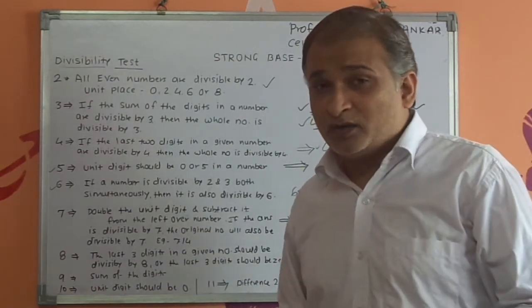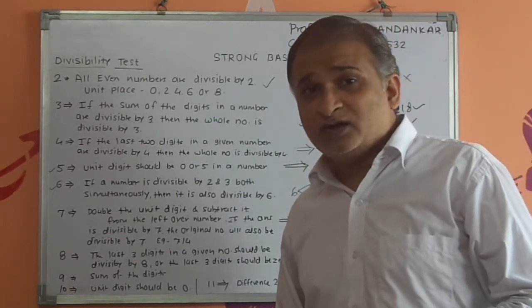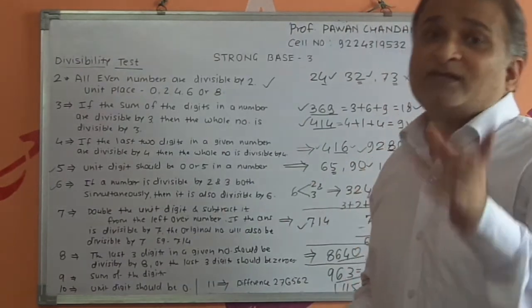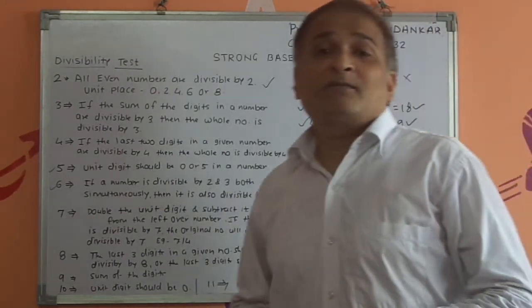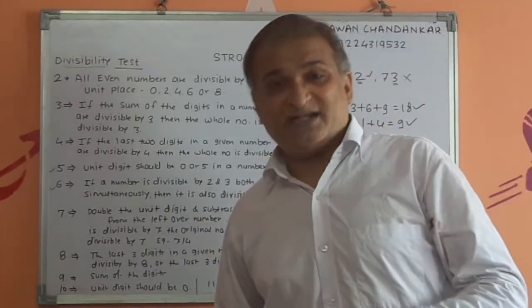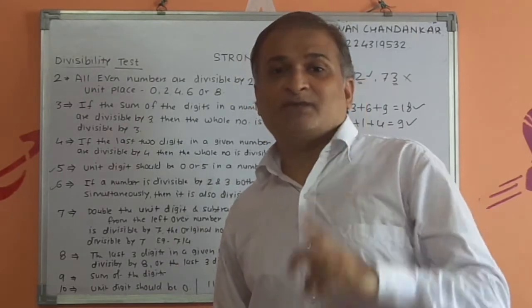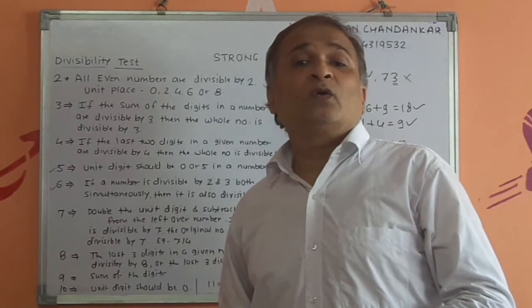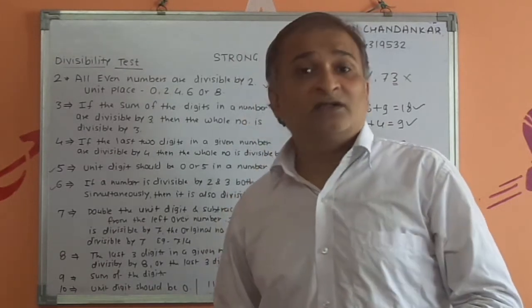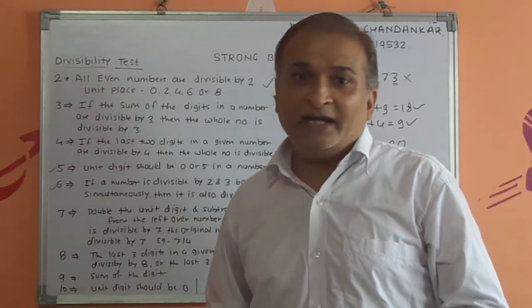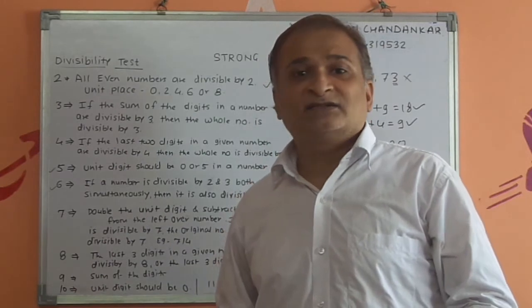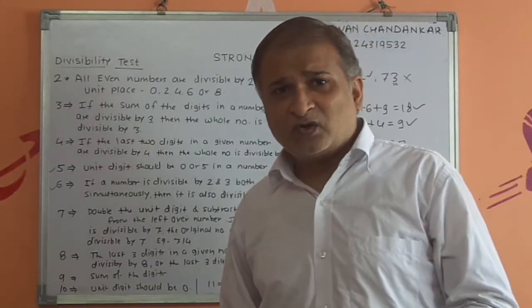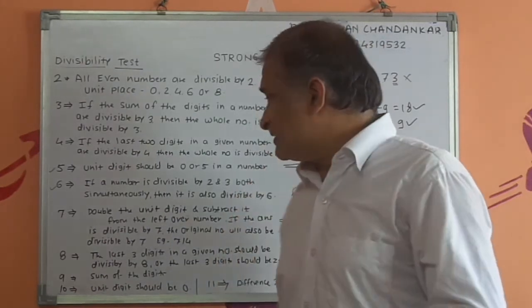So what is the test of 10, students? When you want to say a particular number is divisible by 10, we will see the units place. If the units place of a given number is 0, then only that particular number will be divisible by 10, otherwise not. Yes or no, kids? See, so simple is this.